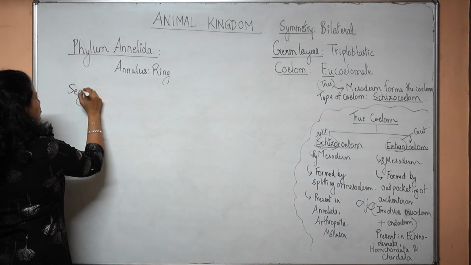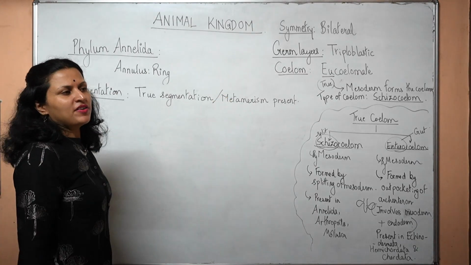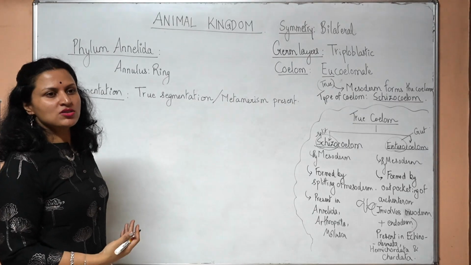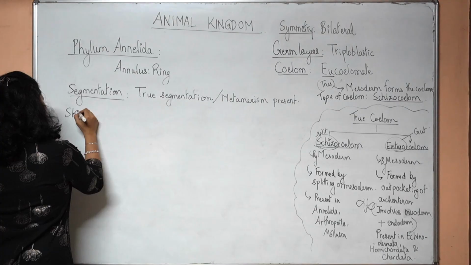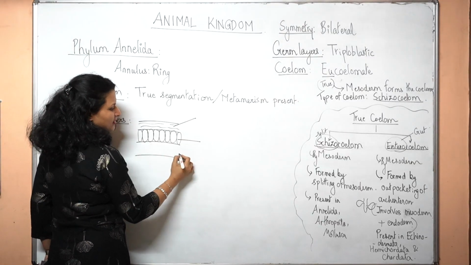Next, segmentation. True segmentation or metamerism present. In the earlier phyla, that is Phylum Platyhelminthes, there was only pseudo segmentation. Aschelminthes did not show any segmentation, and these have true segmentation. Next is skin. The skin is said to have three layers. This is the first layer, second layer, third layer.